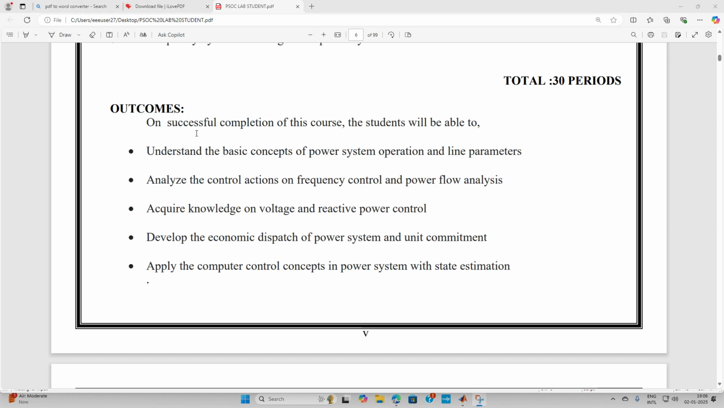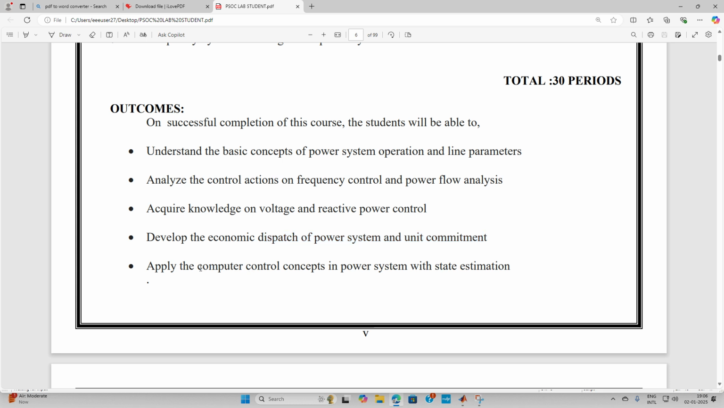Next, outcomes. On successful completion of this course, the students will be able to understand the basic parameters of power system operation and line parameters. Second, analyze the control action, frequency control and power flow analysis. Third, acquire knowledge of voltage and reactive power control. Fourth, develop the economic dispatch of power system and unit commitment. Finally, apply the computer control concept in power system with state estimation.